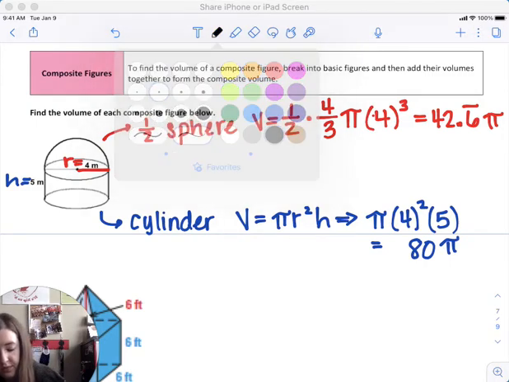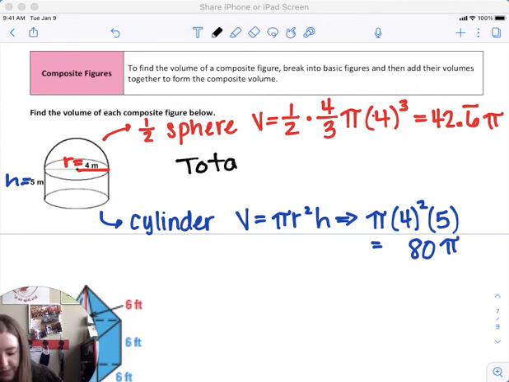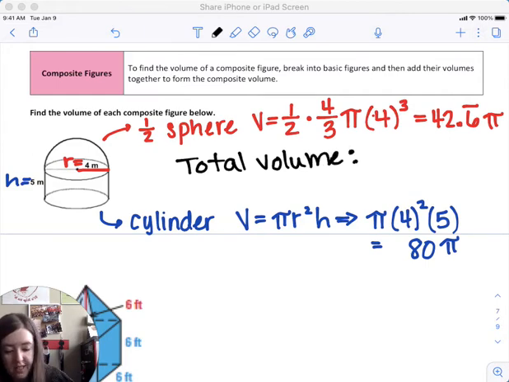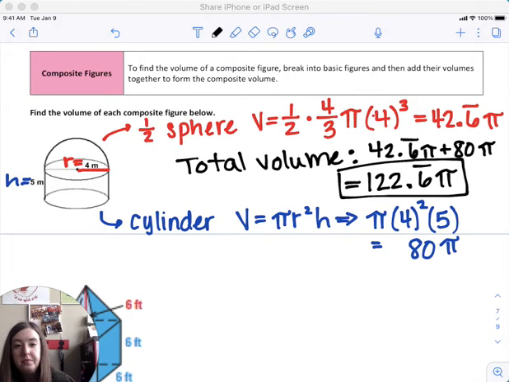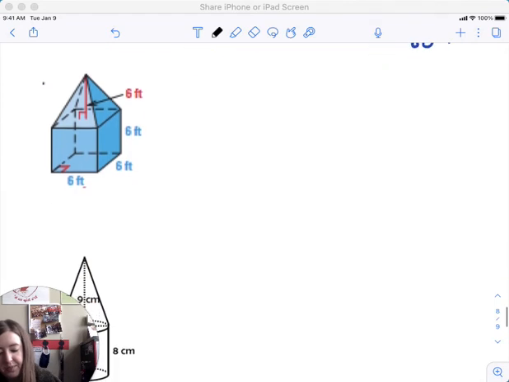So then, for the total volume, we will add those together. 42.6 repeating pi plus 80 pi. Now, since both of those have pi's, I can add those coefficients together. And I'll get 122.6 repeating pi for the volume of that whole thing. Good deal. Now let's look at the next one.